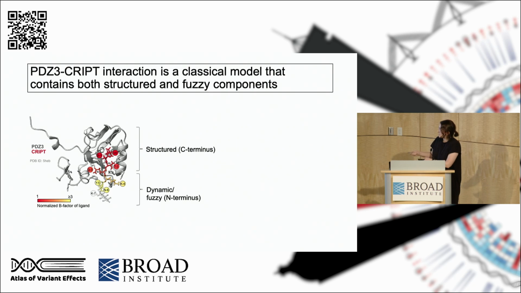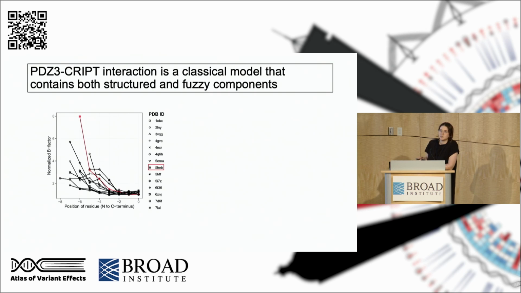And this is not just true for this specific PDZ domain and the specific CRIPT ligand. If you look in the PDB at all PDZ domains that bind short ligands, you see a similar pattern: if you look at the B factor of the crystal structures, you see increased motion, or a higher B factor, at the N-terminus, and it decreases as you get closer to the C-terminus. So this implies that this is actually a general thing going on in PDZ domains binding to short ligands.